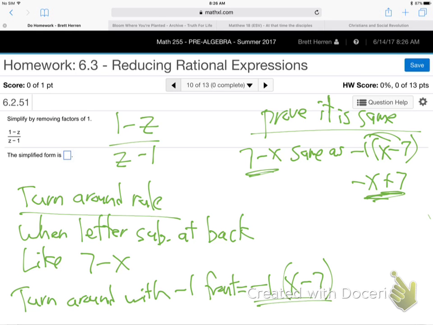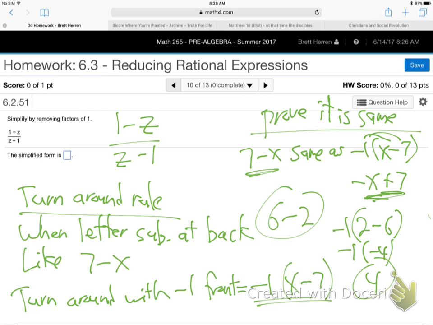Think about it with numbers. Let me just show you with numbers. How about if I take, like, I don't know, 6 minus 2? What is that? Well, it's 4. What if I switch the order and put a minus 1 in the front? It's still 4. See? It's minus 1 times minus 4. It's 4. See how this and this and this are all the same thing?